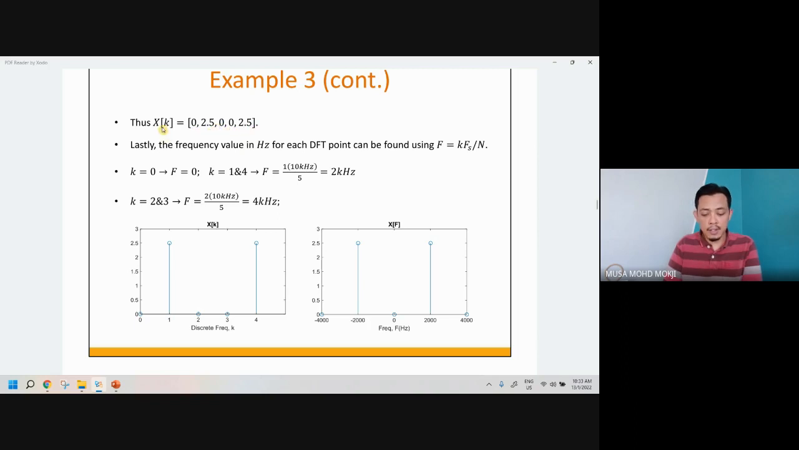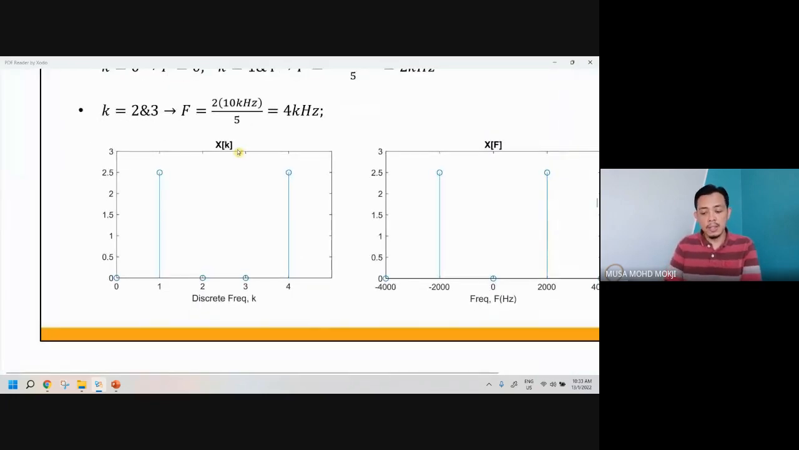And this is in xk. If we want to plot that, we can plot this xk: 0, 1, 2, 3, 4. This is at 2.5, this is at 2.5, and the rest are 0. We have nothing at 5, because 5 is equal to 2 pi, so we don't take that. So 2 pi is somewhere here, and this is pi for the omega.